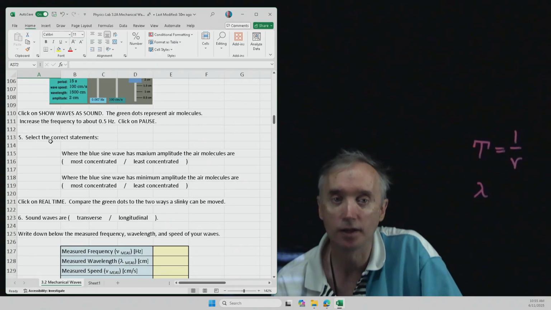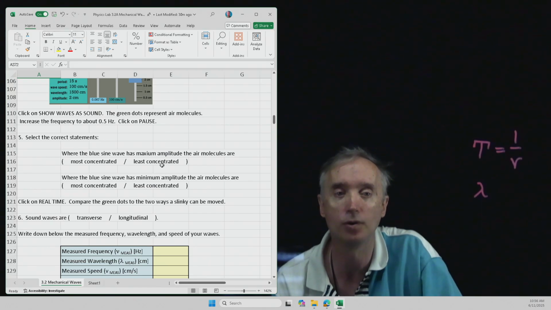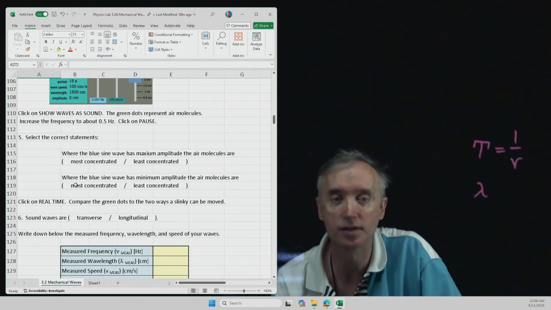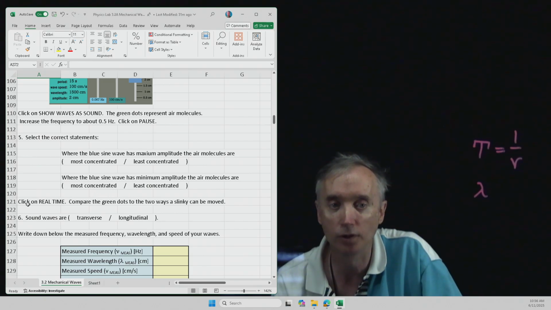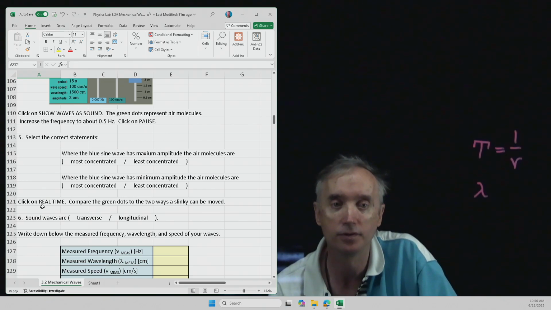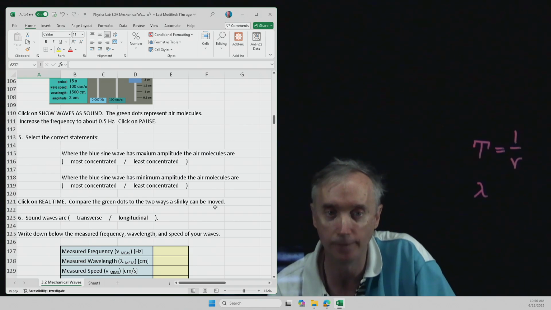Okay, so you're going to select the correct statements. So either highlight most concentrated or least concentrated, and do it in red so that I can tell what you wrote down, and then do the same thing for this statement down here. Okay, then we're going to click on real time and compare the green dots to the two ways that a slinky can be moved. So I just mentioned that.